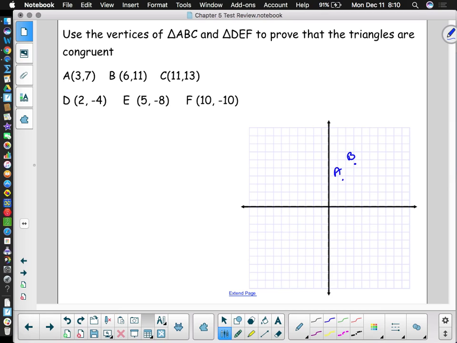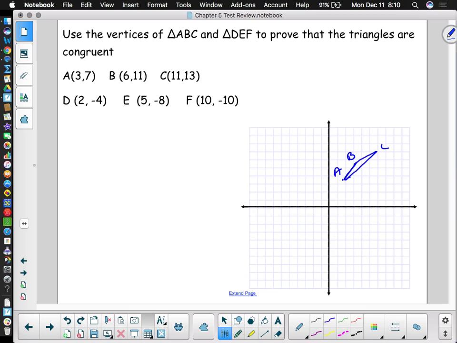And C is at 11, 13. So 2, 4, 6, 8, 10, 11. 2, 4, 6, 8, 10, 12, 13. This is a really, really obtuse triangle with no straight sides. So there's ABC.